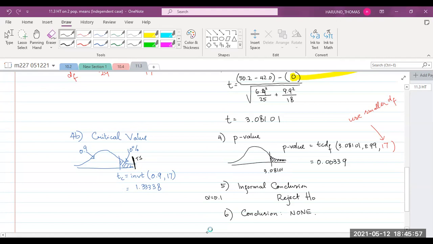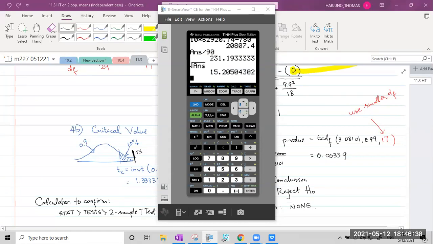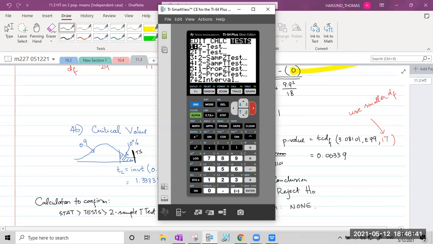Now, how do we use the calculator for this? It will be our calculator to confirm. You will go to stat, test, two sample t-test. So you go to stat, test. Now you see two sample t-tests.